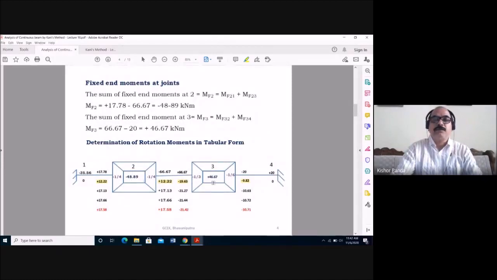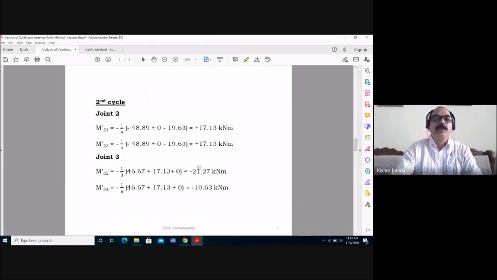Now the first cycle is over because you got the rotation moments m dash 21, m dash 23, m dash 32 and m dash 34. And at the end, if the end is fixed, the rotation moment is 0. So now the first cycle is over. Then you have to go for the second cycle. In a similar way, you will find out the rotation moments m dash 21, m dash 23, m dash 32 and m dash 34.